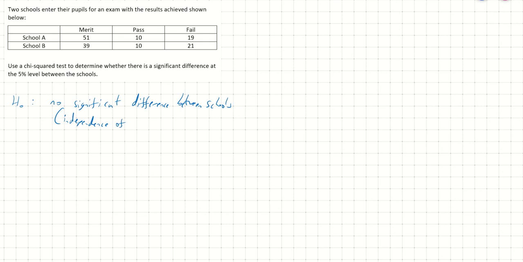of exam result versus school. And H1 is that there is a significant difference between schools.